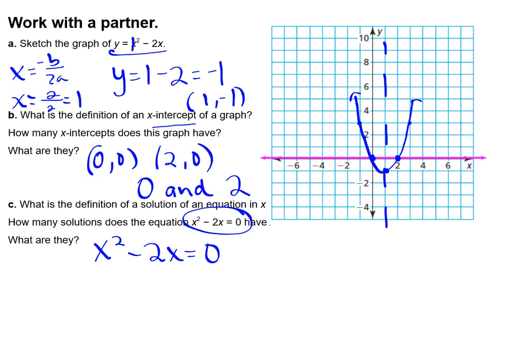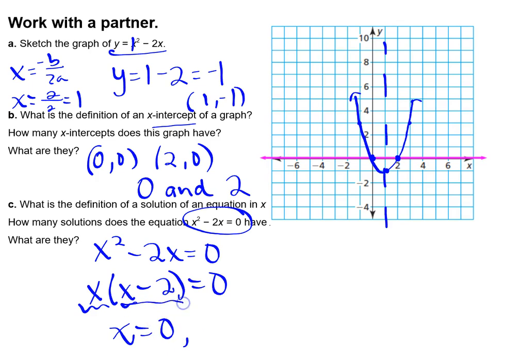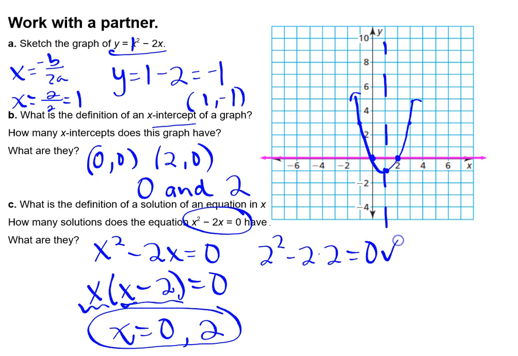We look for what they have in common. These two have an x in common, so I'm going to factor out that common factor. That's the only factoring I can do, so I'm ready to solve. What value of x makes this equal 0? 0. And then what value of x makes x minus 2 equal 0? Positive 2. So these are the two solutions that when I plug them into that original equation, they make it equal 0. For example, 2 squared minus 2 times 2 equals 0. So our solutions are 0 and 2.